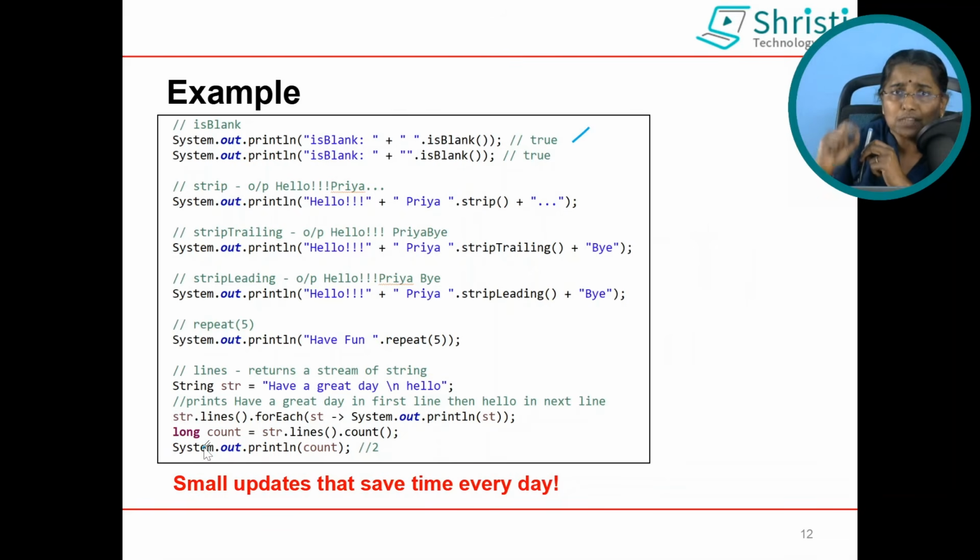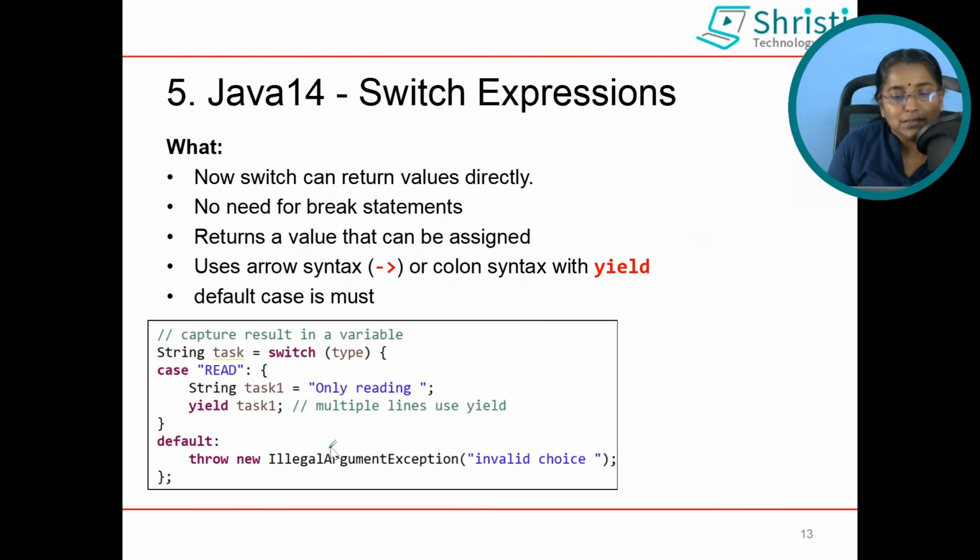If you have introduced \n, that many number of lines will be generated and they will go as a stream. Now that you have used lines, the output is a stream. I can call all the methods of Streams API. Here I am using forEach to print the value. The next one is I am calling the Streams API method count. How many lines are there? 2 lines are there. It will print the output as 2. So these are a few utility methods which were introduced in the String class in Java 11. We will move on to the next feature.